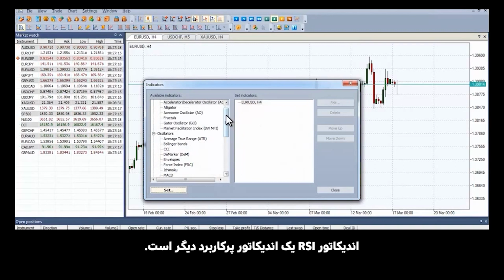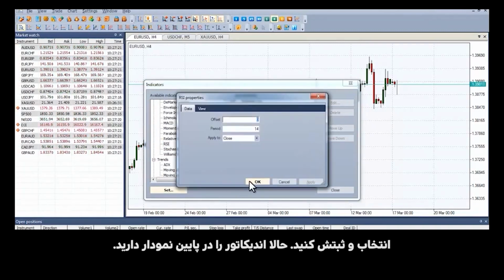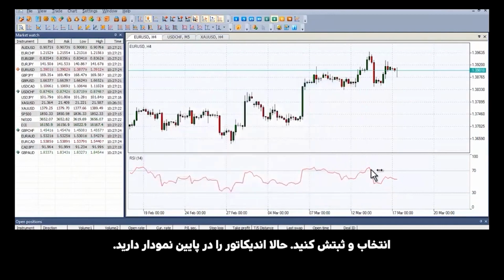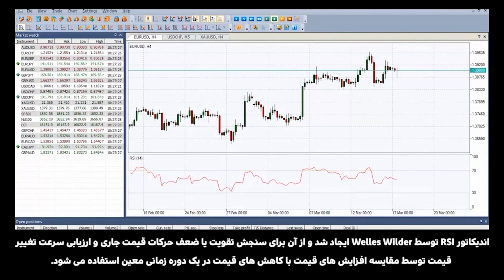Another commonly used indicator is the RSI. Select it, click Set, OK, and here it is at the bottom of our screen. The Relative Strength Index, or RSI, is an indicator also developed by Wes Wilder, and it's used to assess the strength or the weakness of the current price movements and to measure the velocity of price changes by comparing price increases with its losses over a certain period of time.